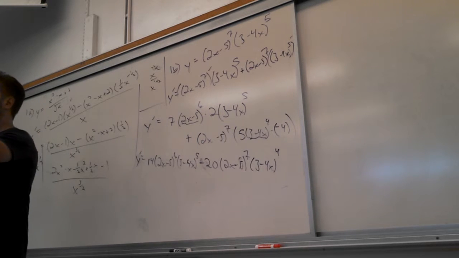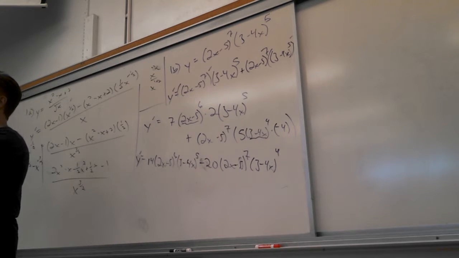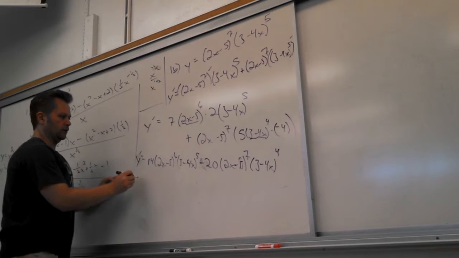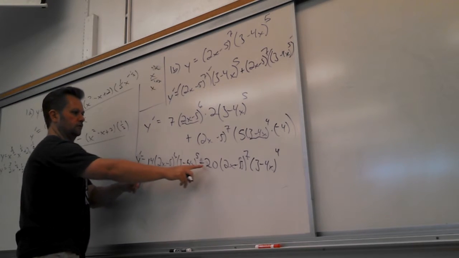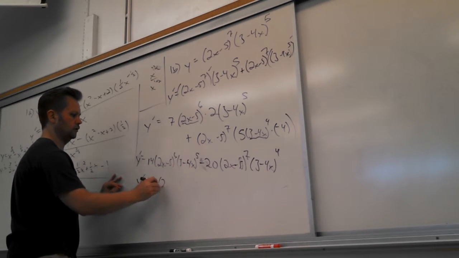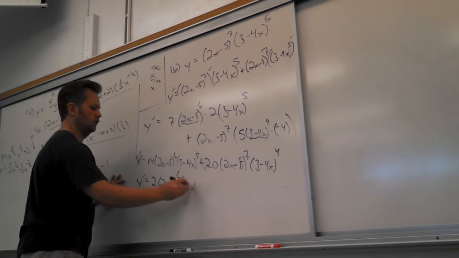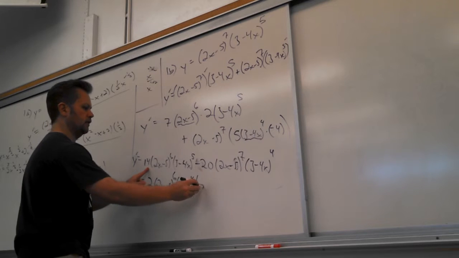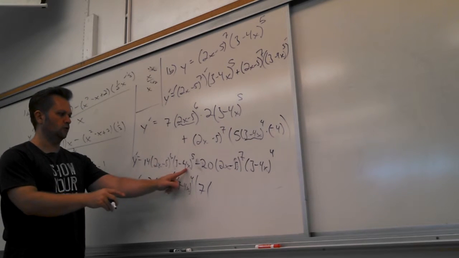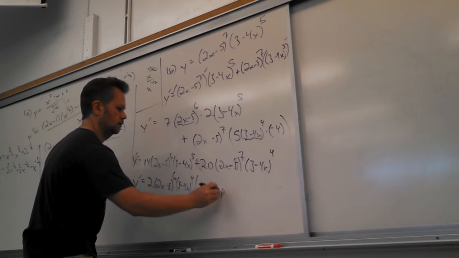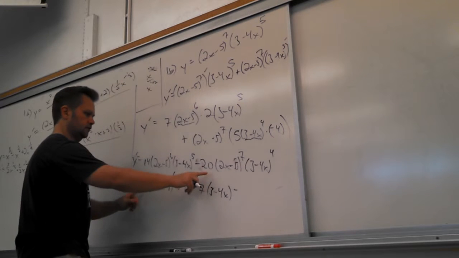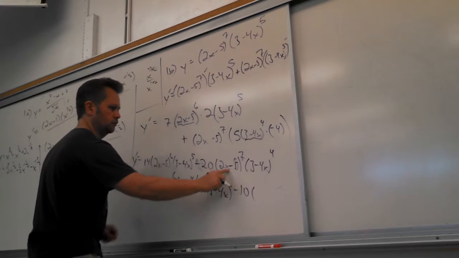So then we have to have tests that we'll learn later about how do you tell if it is a max or a min. So how do I factor this? What comes out? 2. Good. How many 2x minus 5s? 6. How many 3 minus 4x's? 4. So then I'm left with 7 times one of these minus 10 times one of these.